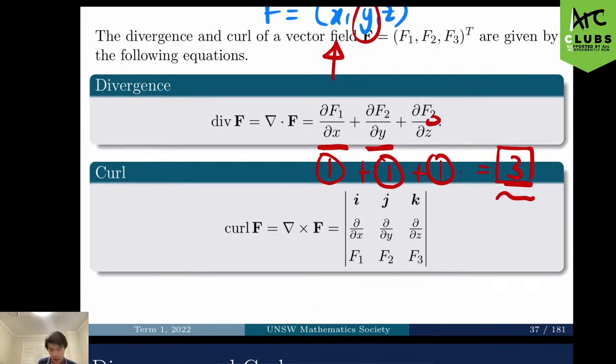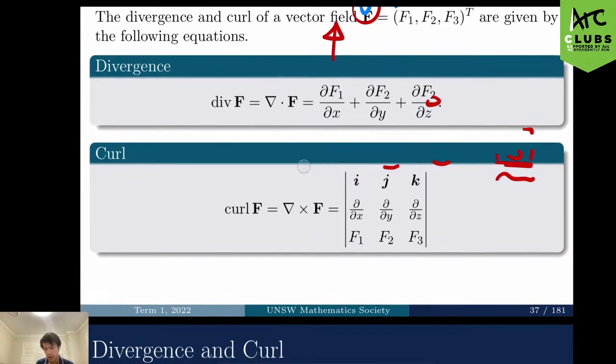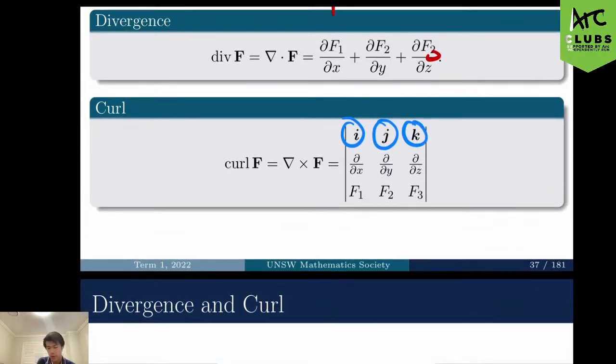Curl is a bit more tricky, and because it's such a tricky formula, there's a mnemonic you can use, which is the determinant definition. So if you remember our determinant, you can go across a row, and with each term, i, you multiply it by the determinant over here. So you say i times the determinant excluding this row and this column is over here.